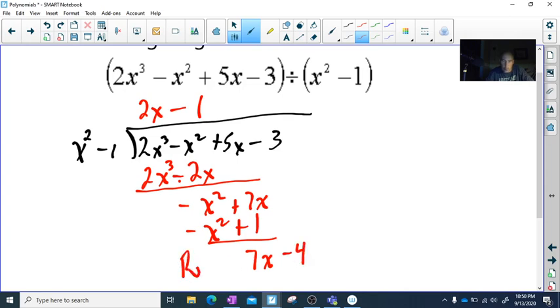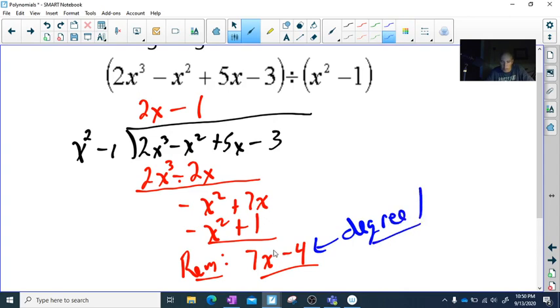So look at this time. As I said earlier, your remainder can actually have a variable in it. So how do you know that's the remainder? Remember I referred to the term degree. This is degree 1 because the highest exponent is a 1. This was degree 2. And I said that when the degree down here is lower than the degree you're dividing by, your divisor, then you know you're at your remainder.